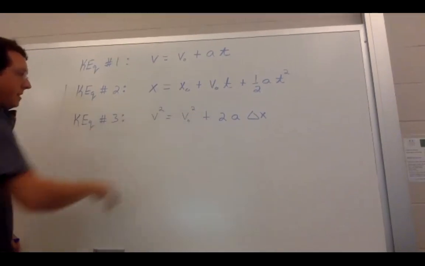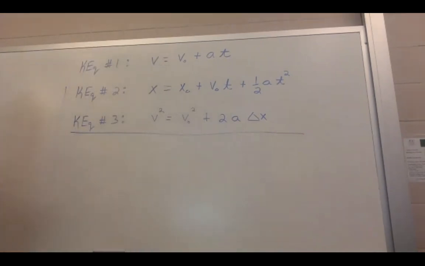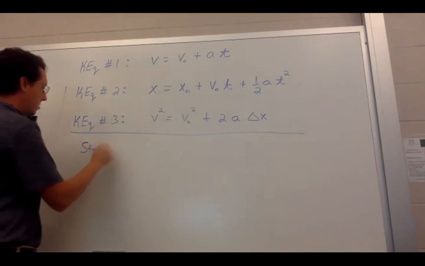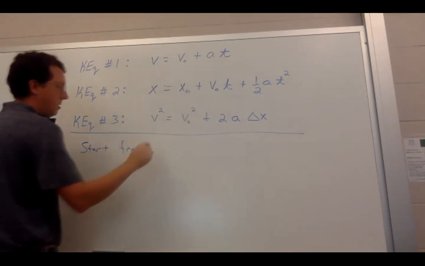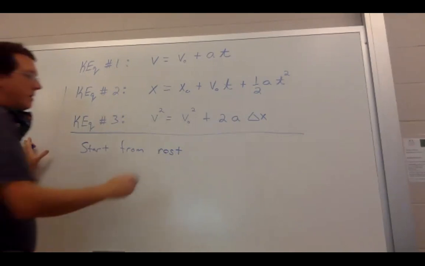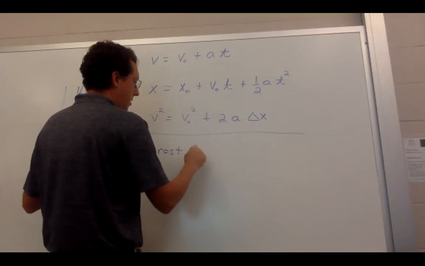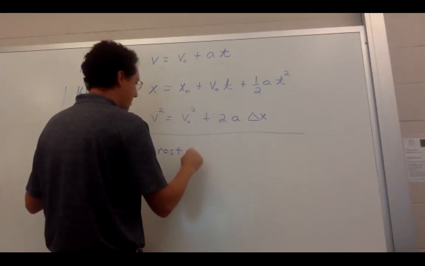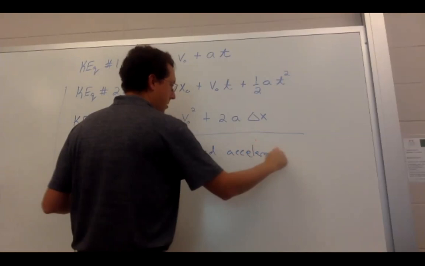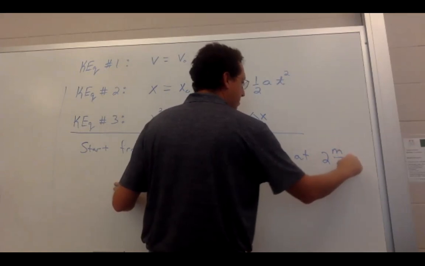I'm going to just write the problem underneath so that you have the equations there to look at. All right. So you start from rest and then start from rest and accelerate at 2 meters per second squared.